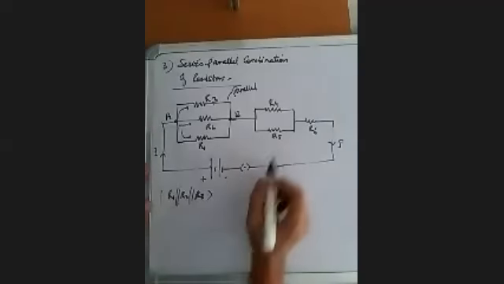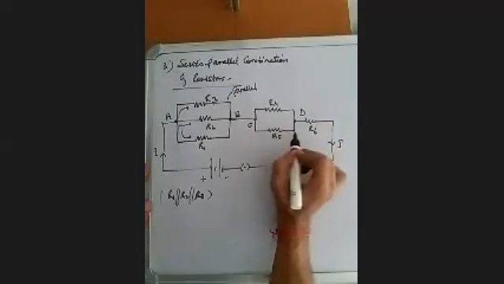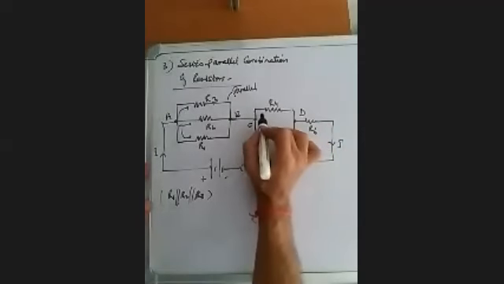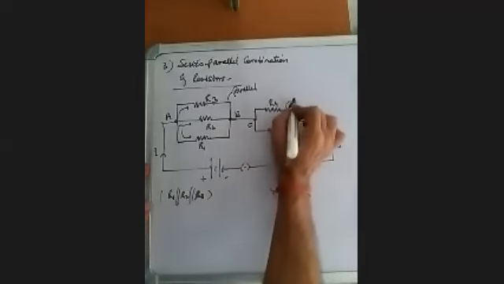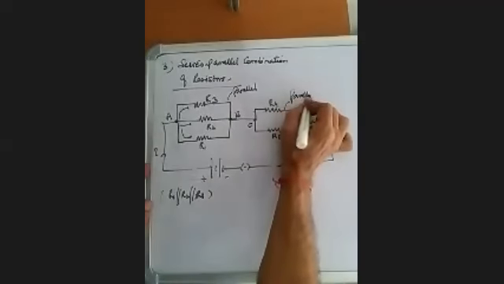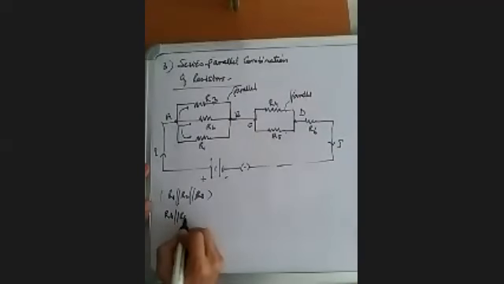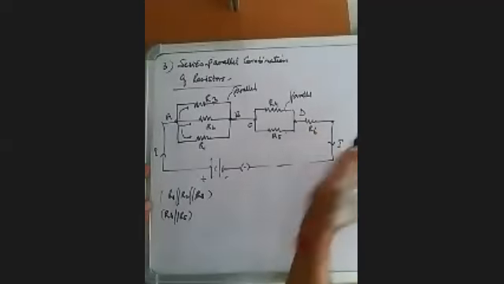Now suppose this point is C and this point is D. Between C and D we have R4 and R5. One end of each is connected to C, the other end is connected to D. So again, these are in parallel: R4 is parallel with R5. Now R6 between D and E is a single resistor.